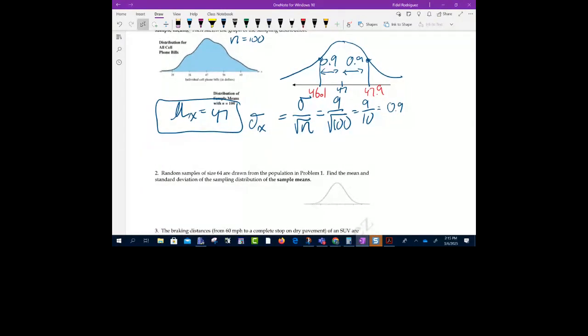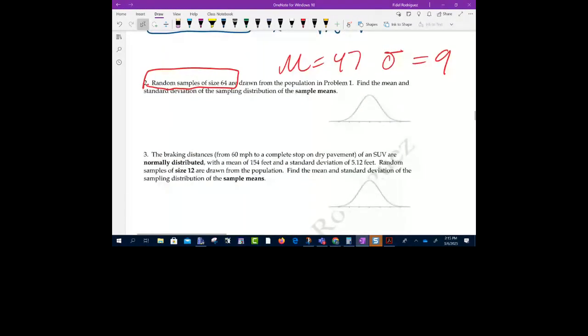Y'all, we're going to do the same thing for the second problem. We're using the same information. The only thing that we're changing now, my friends, is that instead of samples of size 100 like we did the first time, we're now going to do samples of size 64, okay? Let's see if we can find both the mean and standard deviation of the sampling distribution of sample means. So remember, originally our average was 47 and our standard deviation was 9, okay? So I'm going to find the average of my sample means. Now remember, the average of my sample means is the same as the original average, which was 47, okay?